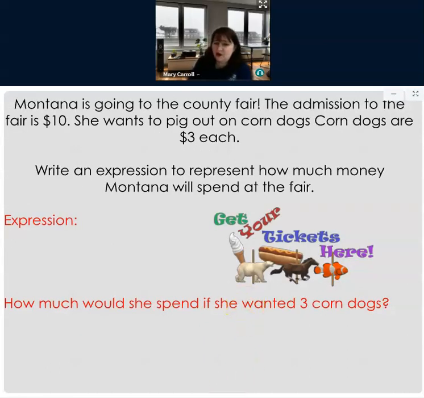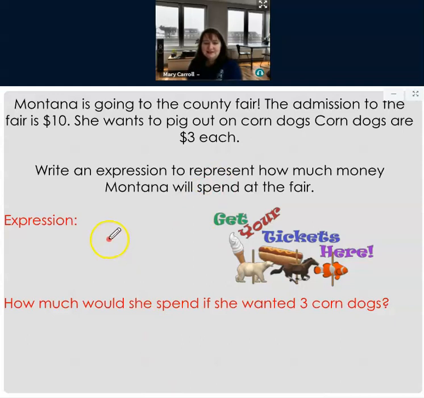Alrighty, Montana's going to the country fair. The admission to the fair is $10 and she wants to pig out on corn dogs. Corn dogs are $3 each. Write an expression to represent how much money Montana will spend at the fair.